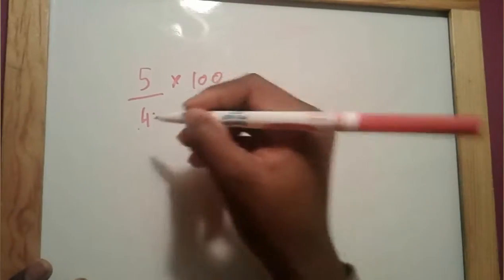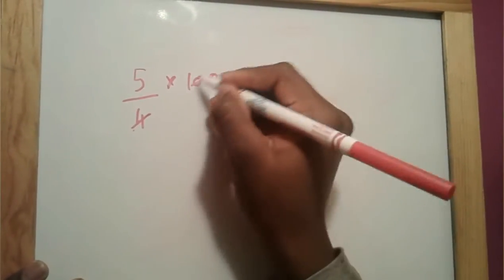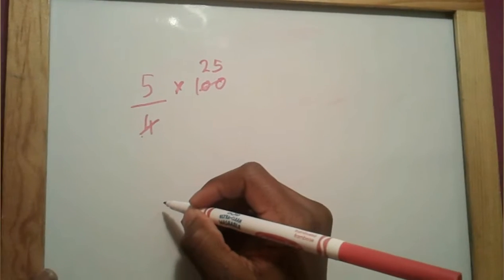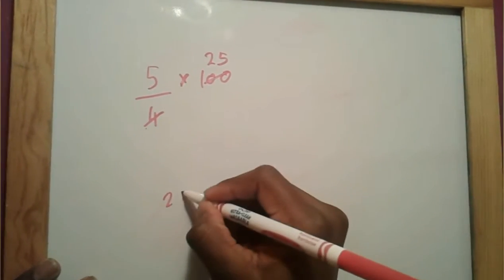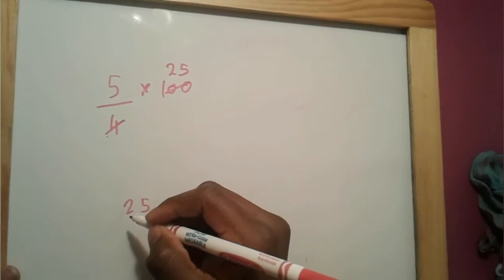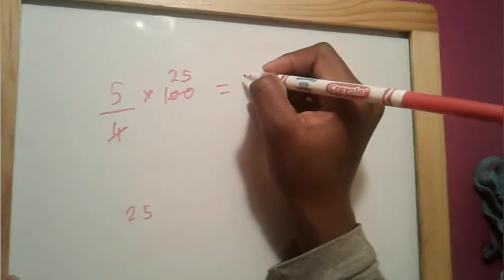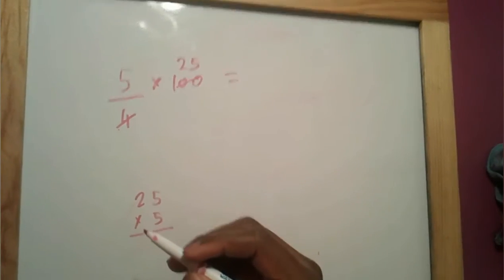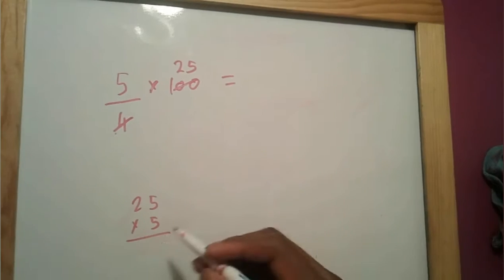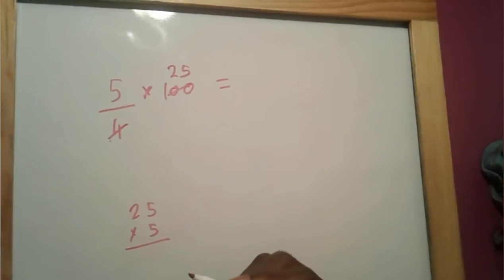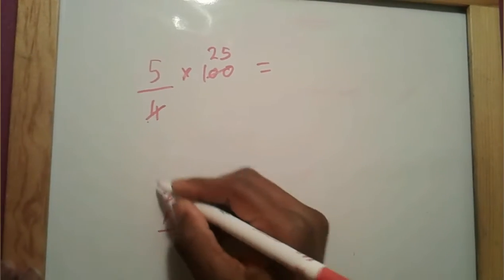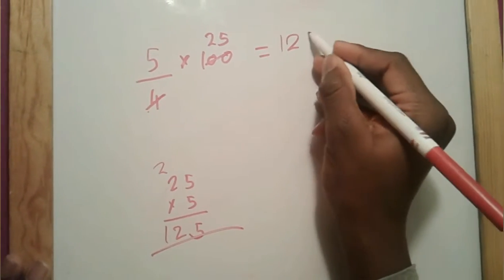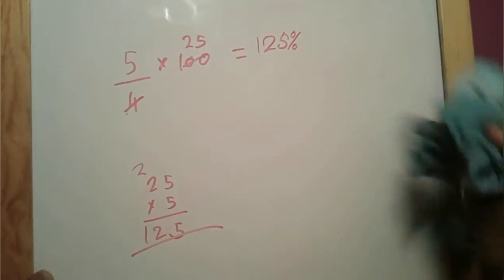So if it's like this, if you divide 100 by 4, it will be 25, and 25 times 5 will be 125. So the answer is 125%.